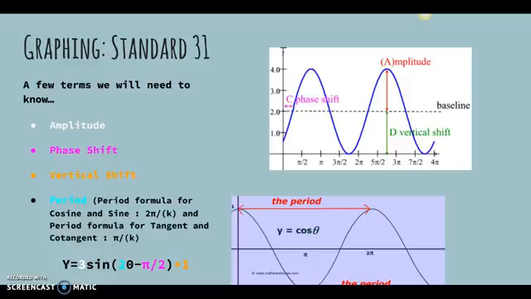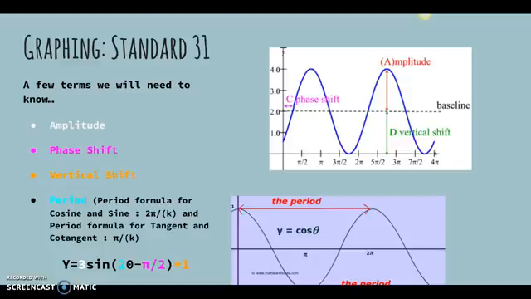So the phase shift moves the wave or function along the x-axis. So each point is going to move over a certain amount. So say it's to the right pi over 2, each point is going to move over to the right pi over 2, and the whole graph will shift.